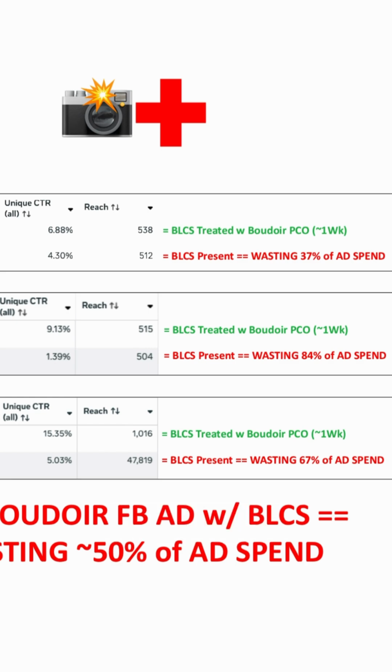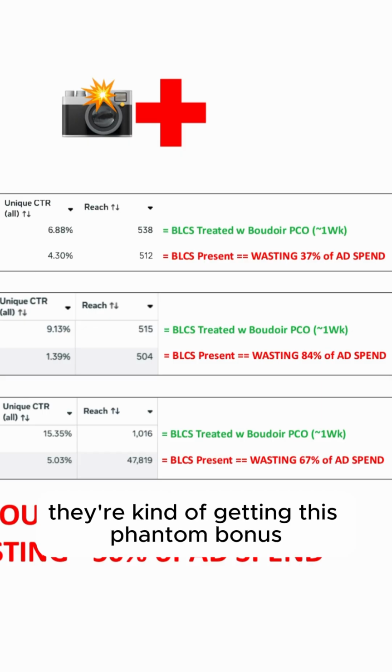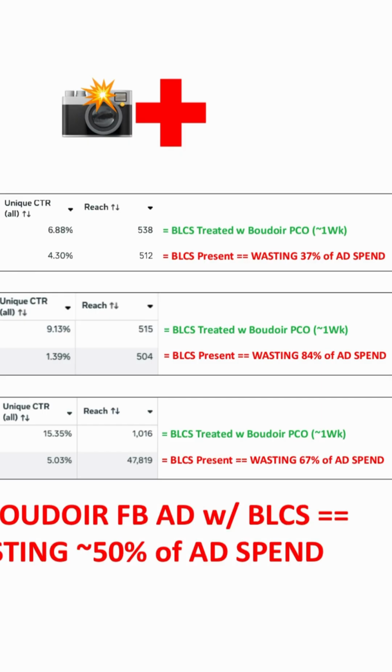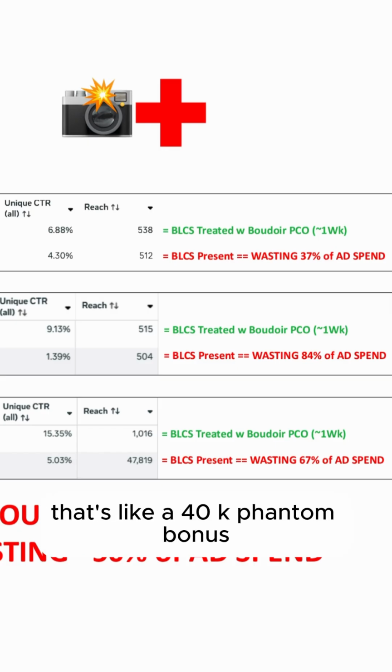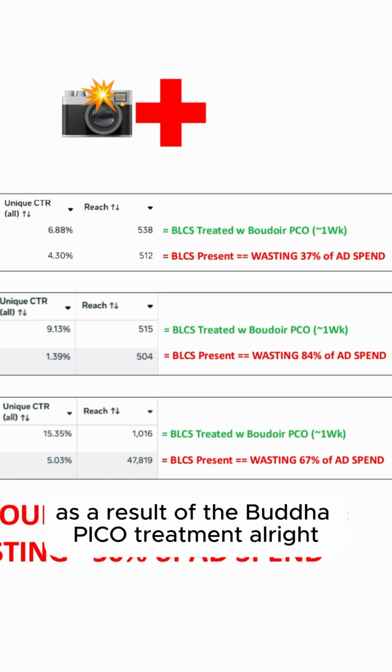As a result, as long as they keep advertising, they're getting this phantom bonus in the background, $3,700 every single month. And at the end of the year, that's like a 40K phantom bonus that stayed in their pocket, that they didn't have to spend out of pocket as a result of the Boudoir Pico treatment.